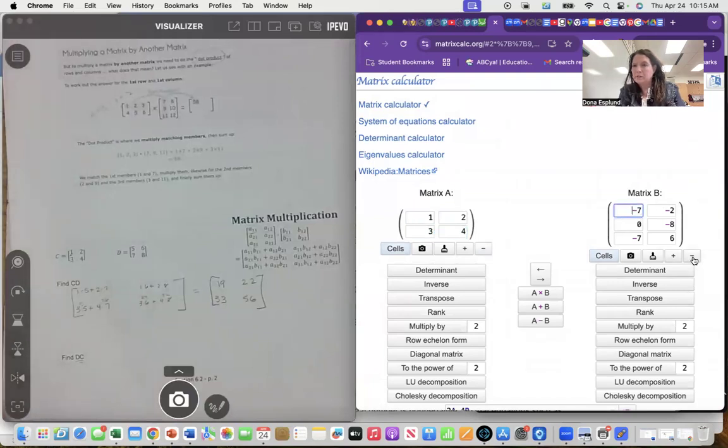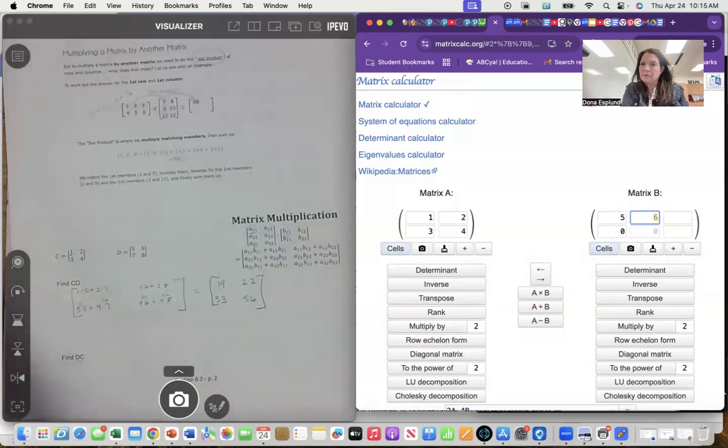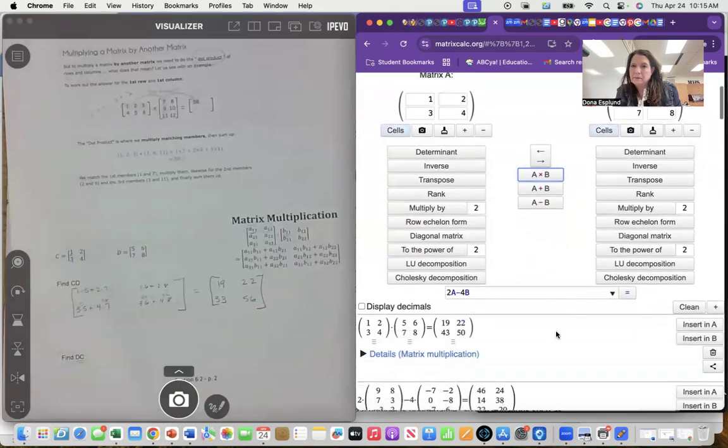I'm going to also do the same thing with B. So I'm going to show you this one. It'd be 5, 6. Whoops, I don't want that. So I'm going to delete. I'm going to go minus that. But I'm going to go ahead and return. And then 7 and 8. And I'm going to ask it to compute A times B.